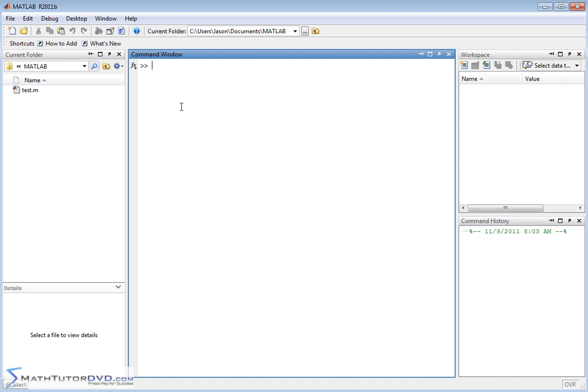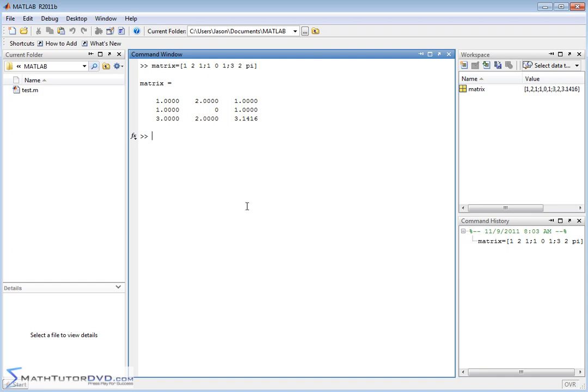So let's go ahead and create a matrix. We'll just name it cleverly matrix. It'll be something like 1, 2, 1, semicolon 1, 0, 1, semicolon 3, 2, and for the last one we'll put pi or something like that. Just put something different in there. So here's my matrix. You can see what it looks like.